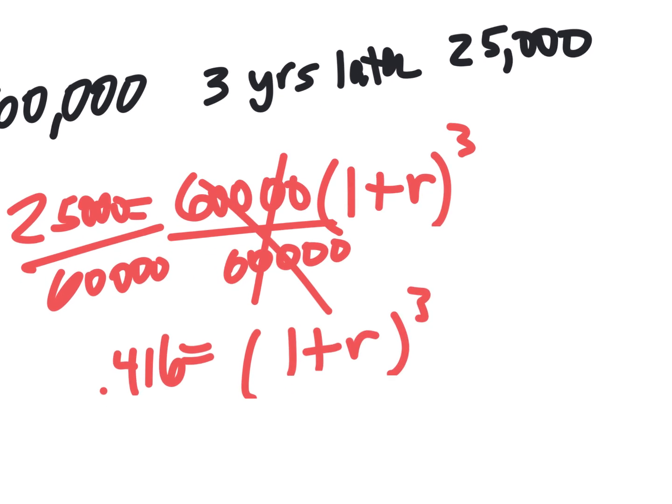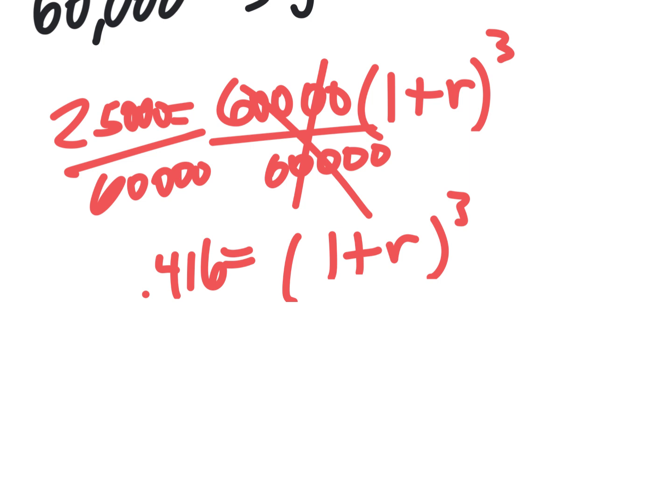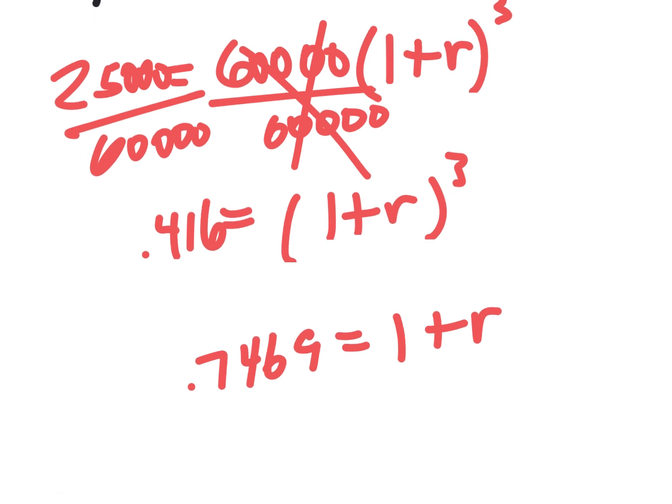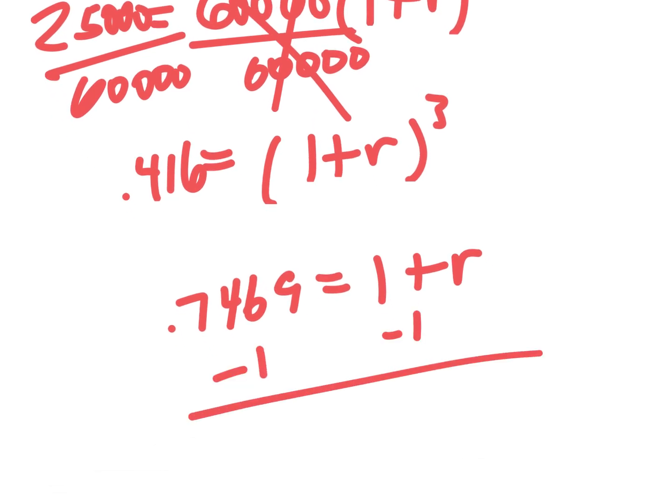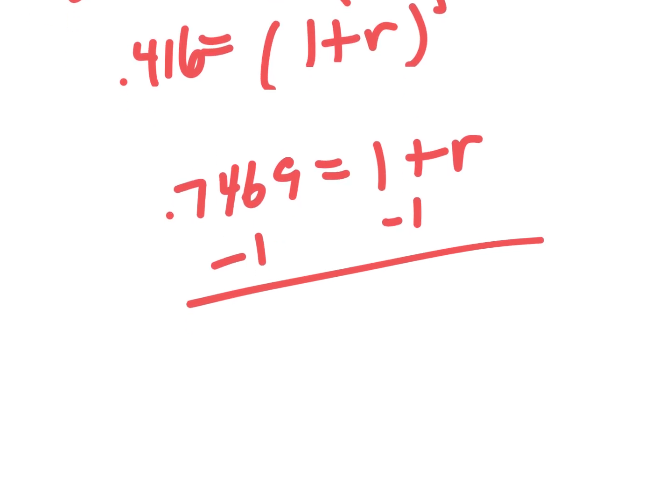Then I take it to the 1/3 power, and I got 0.7469 equals 1 plus r. Subtract 1 from both sides. We would round to 25%. Raise your hand if you got a 25% rate of decay. Cool. All right.